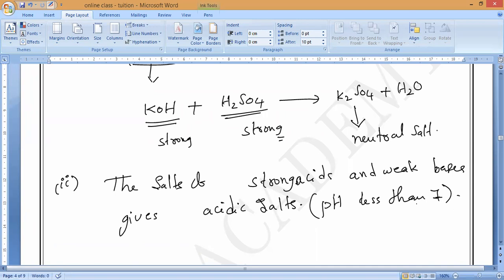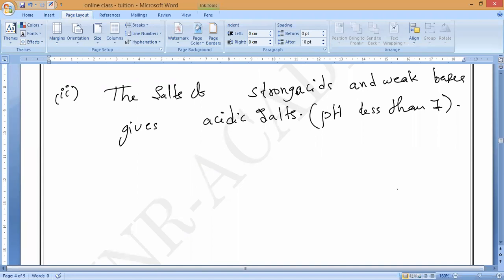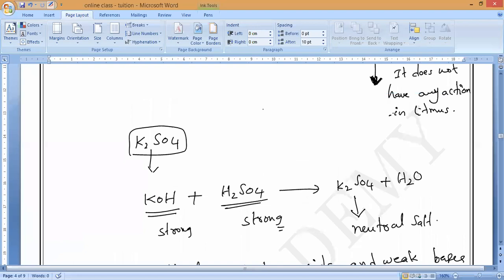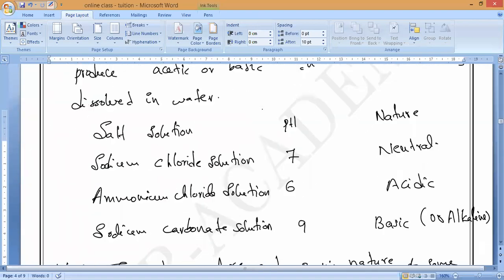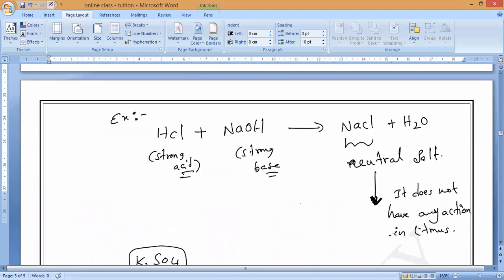Nitinath, are you understanding? Karthikeyan also no response today. I don't know why. So let us take the example. Check your notebook, I just told you. Acidic in nature, acidic salt, ammonium chloride solution.